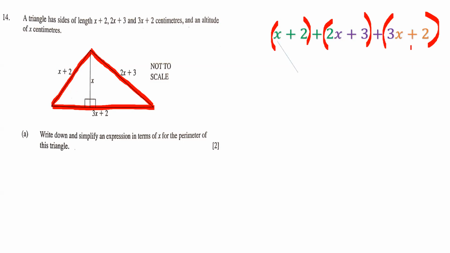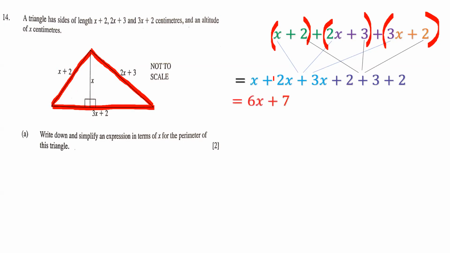Moving right along, we have to bring together all of our x's. We have x plus 2x plus 3x, and we also bring down all of our numbers, which is 2 plus 3 plus 2. x plus 2x plus 3x is 6x, and then 2 plus 3 plus 2 is 7. So the answer is 6x plus 7. That's a simplified expression for the perimeter of this triangle.